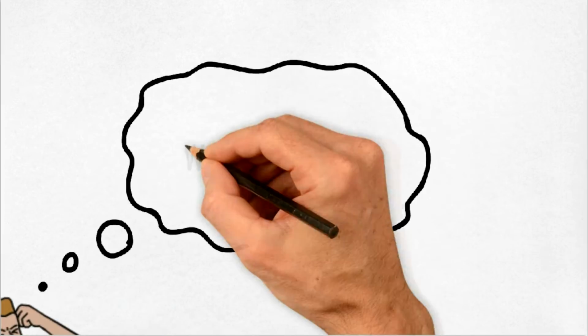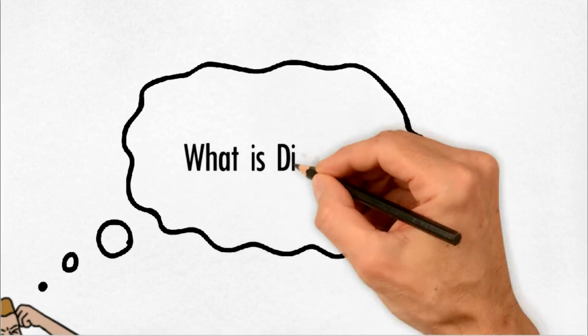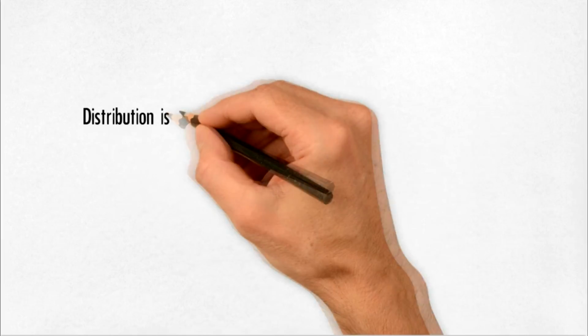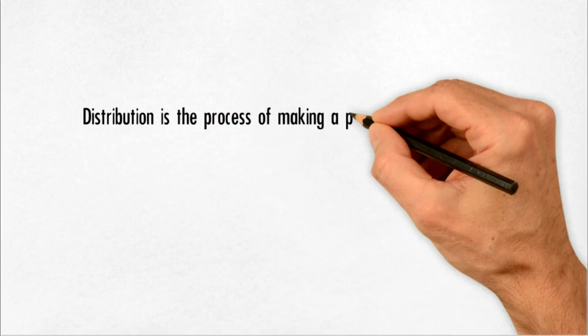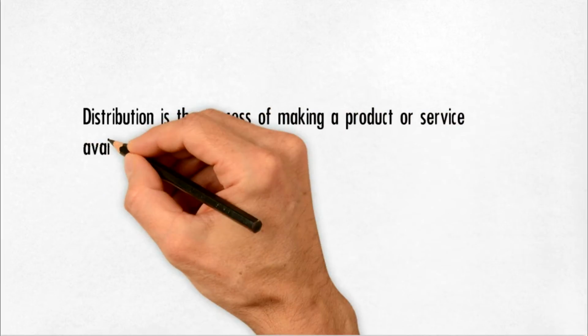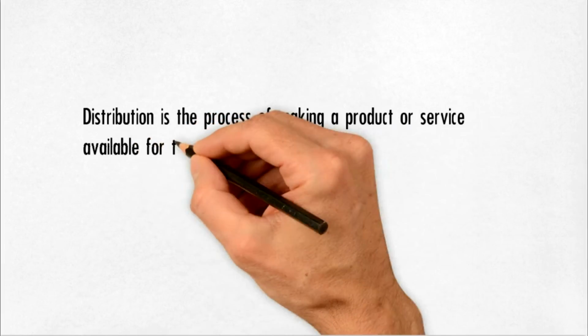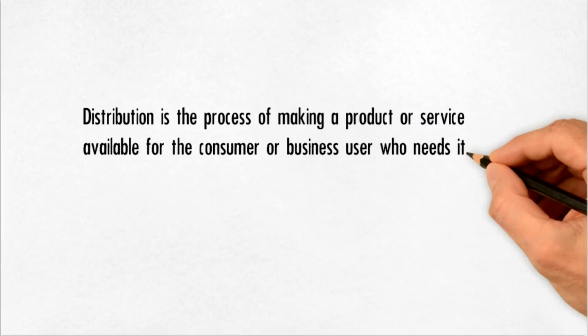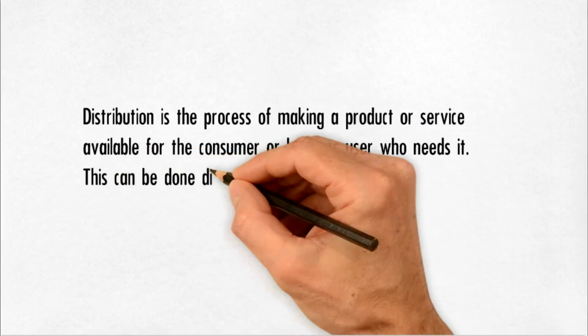So before getting into levels of distribution, let's break down what distribution actually means. Distribution is a process of making a product or service available for the consumer or business users who need it. This can be done directly by the producer or service provider, or by using indirect channels with intermediaries.